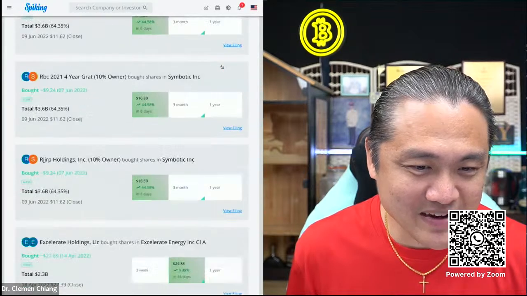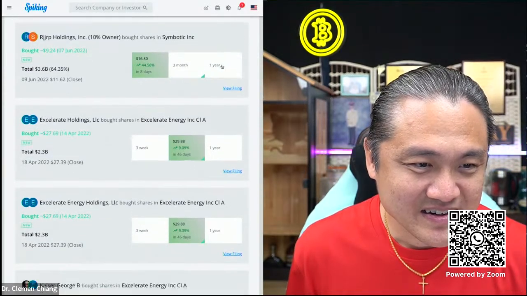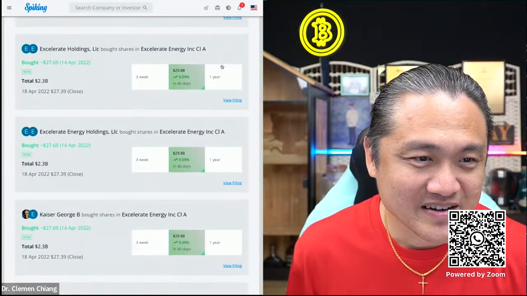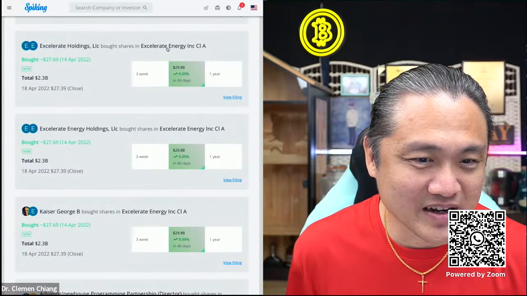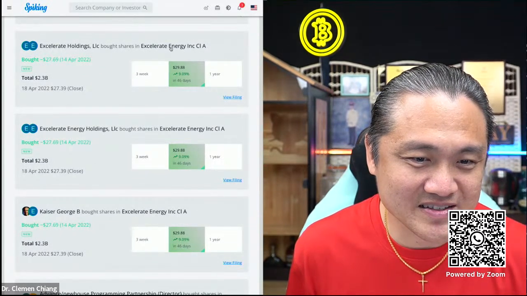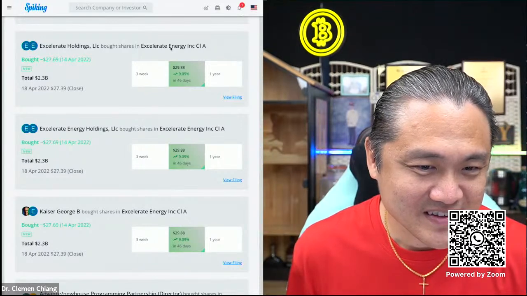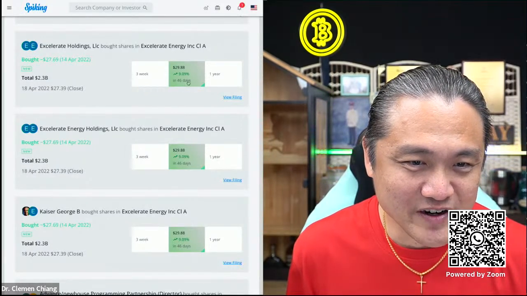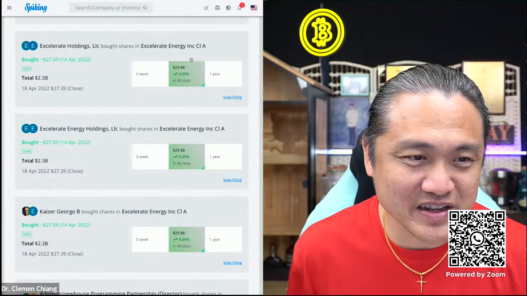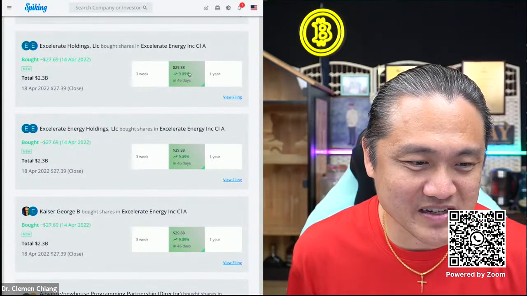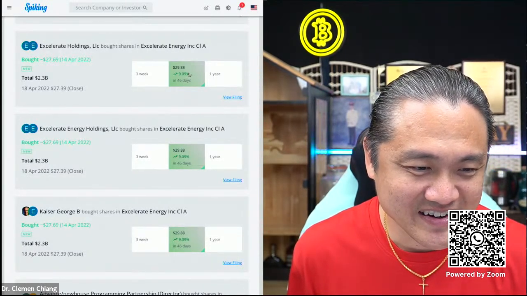Okay, so all these are buying Symbiotic. There's another one, bought into Accelerate Energy. All right. In 46 days, it went up 9%. Our data can even show you by how many days it went up, how many percent, right?